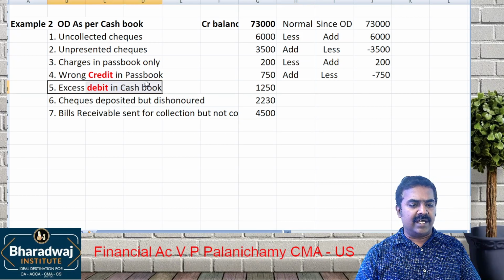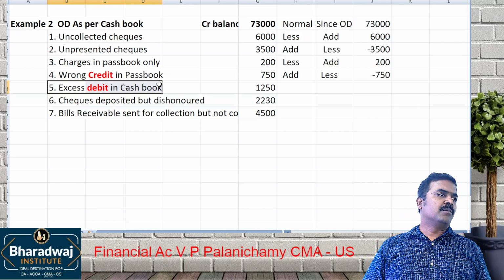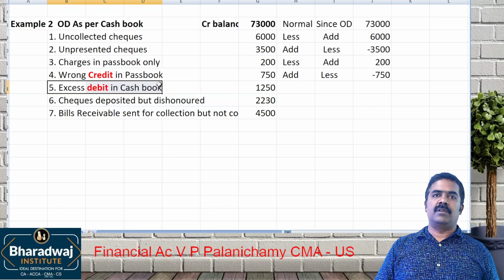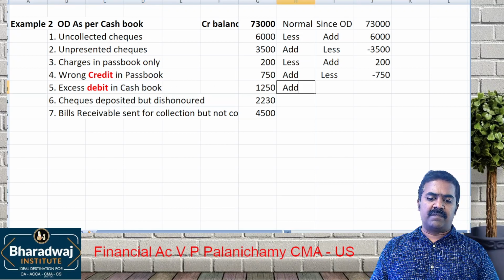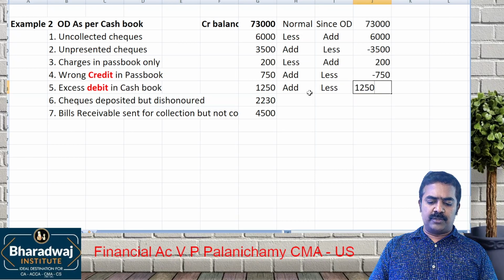750. Excess debit in cash book. On the payment side, we put more amount. Our balance will be low. If it is normal, we would have added. Since OD is a starting point, less 1,250.